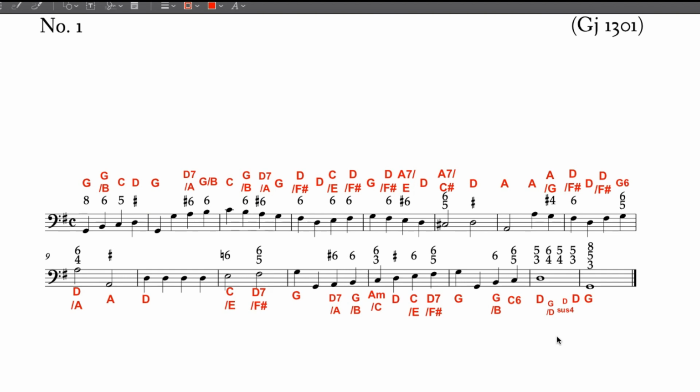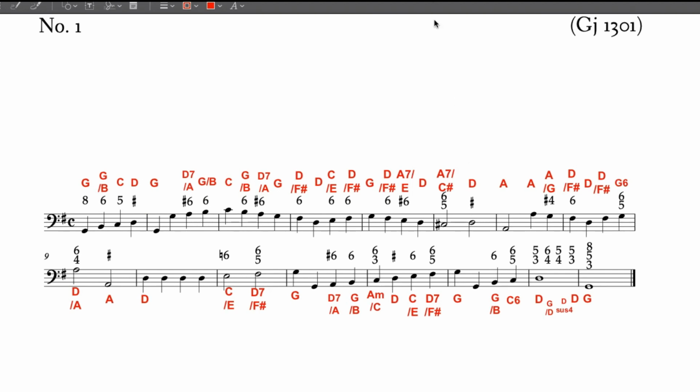It's a very basic kind of thing. That would be a great first step. You're really just playing block chords and sort of melodies, and of course you can embellish the melodies if you're able to.